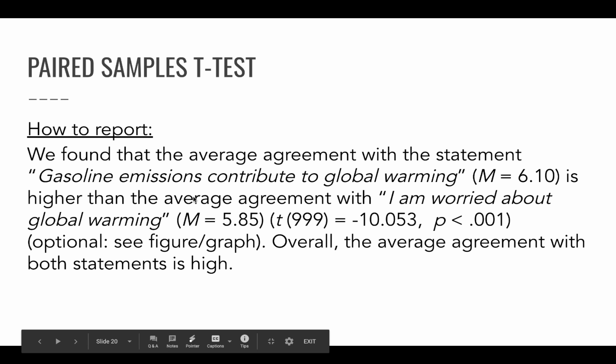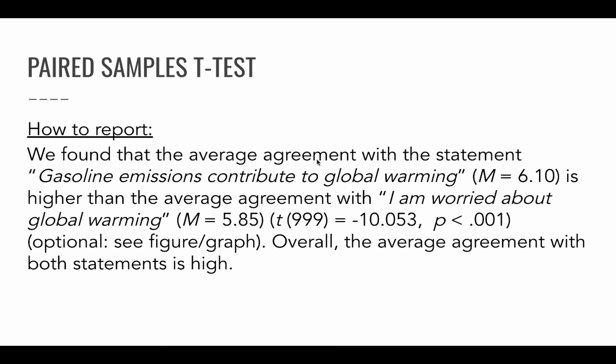Now, how do you report it? You could say that we found that the average agreement with the statement gasoline emissions contribute to global warming, mean equals 6.10, is higher than the average agreement with I am worried about global warming, mean equals 5.85. And here you have your degrees of freedom, your t-score, and here most important to report is your p-value, which is smaller than 0.001. It's actually 0.000. You could include a figure or a graph if you want to, but overall you could say that the agreement with both statements is high, because on a 7-point scale, both of these are very high.